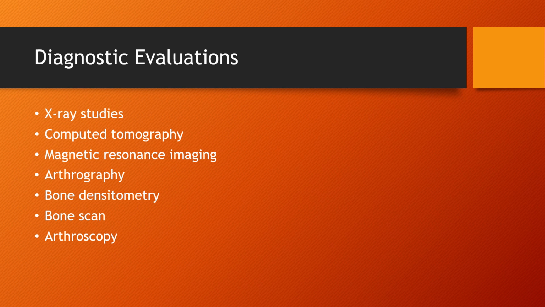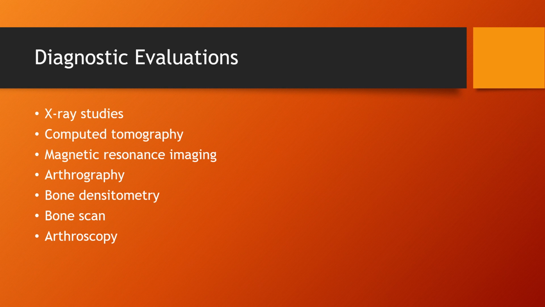Another test would be the bone densitometry. This is used to estimate bone mineral density. It can be performed through the use of X-rays or even ultrasound. And a DEXA scan, which is a dual energy X-ray absorptiometry scan, determines bone mineral density at the wrist, hip, or spine, and it can estimate the extent of osteoporosis and help monitor a patient's response to treatment for osteoporosis.